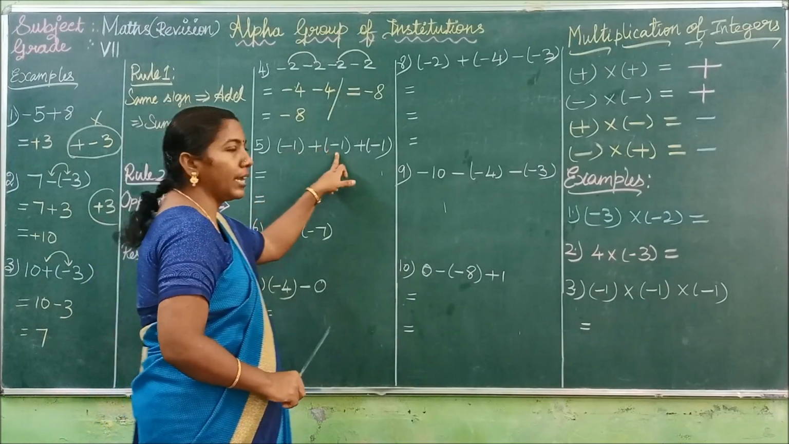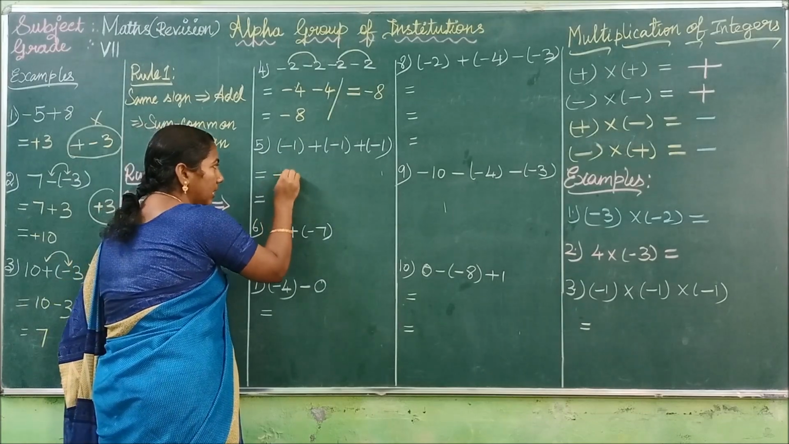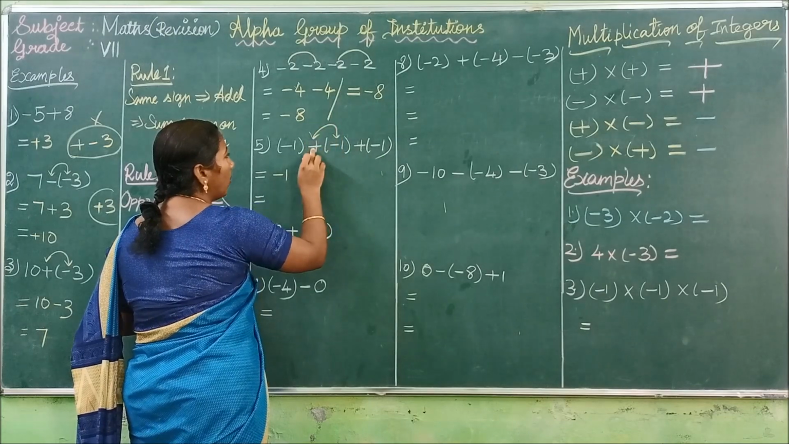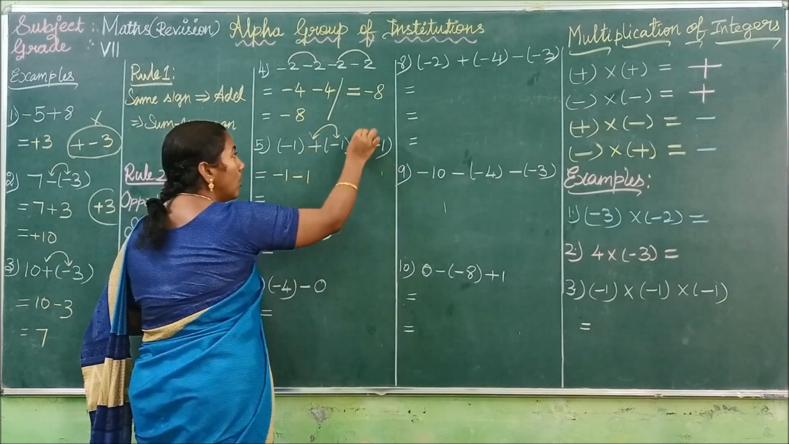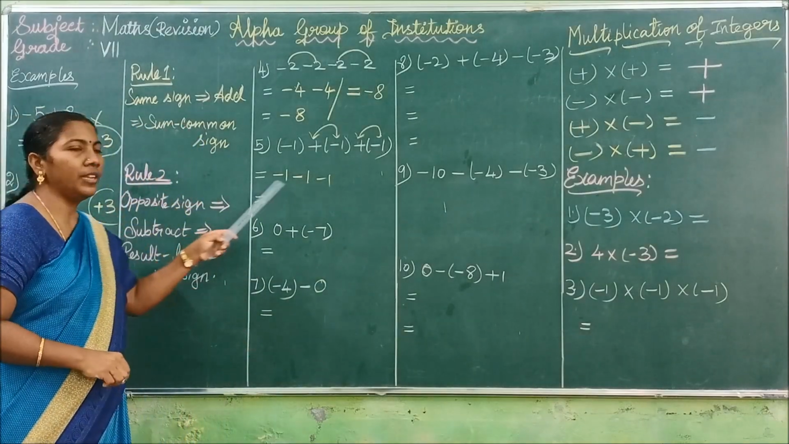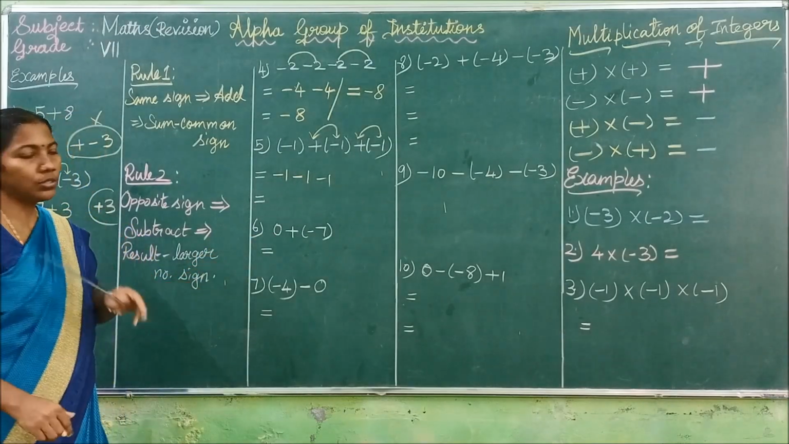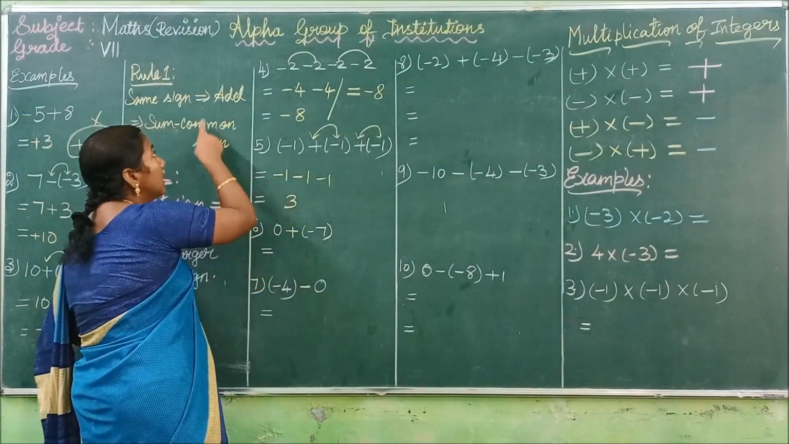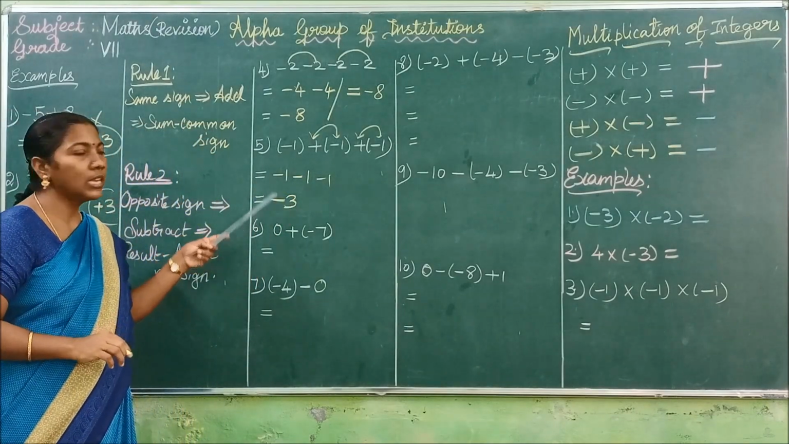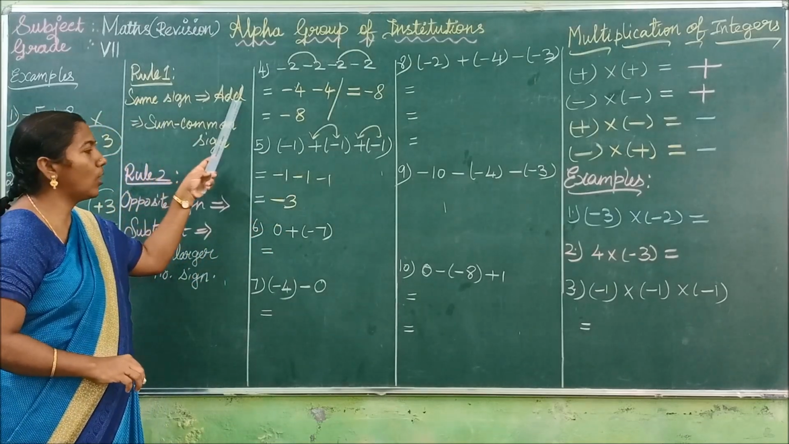See the next one: minus 1 plus minus 1 plus minus 1. As usual, write the first integer as it is. How do you remove this bracket? By multiplying the symbol inside and outside the bracket. Plus into minus, minus 1. Plus into minus, minus 1. As per rule 1, the given integers are in same sign, so we have to add 1 plus 1 plus 1 equal to 3. This sum gets the common sign, minus 3. Do you understand, children, how we are writing minus here? Minus 1, minus 1, minus 1. The given integers are in same sign, so we have to add.